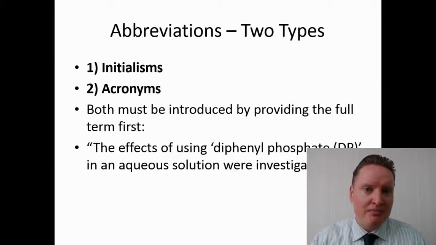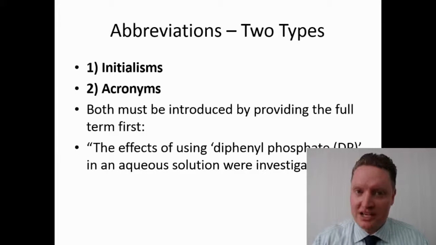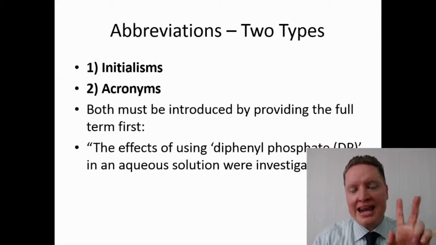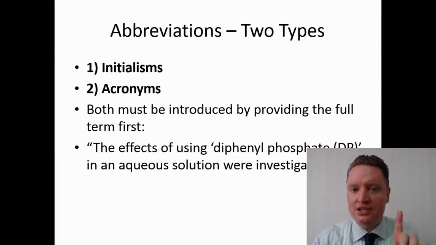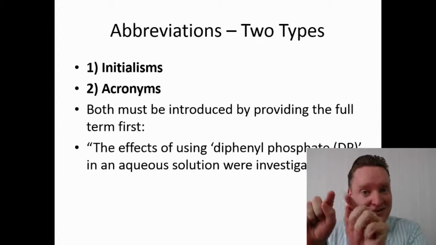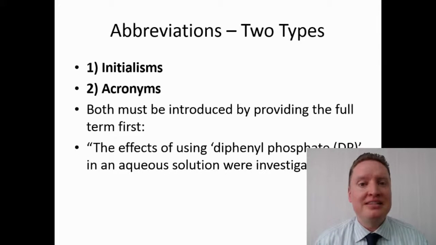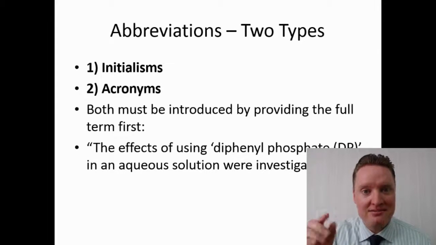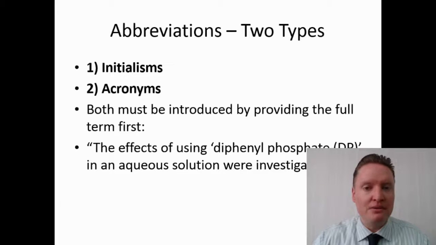Now, in your research paper, you will use a lot of abbreviations, but there are two types of abbreviations, initialisms and acronyms. Both the initialism and the acronym must first be introduced as a full term, followed by the abbreviation. For example, diphenyl phosphate, parentheses DP. All right, that's following the phrase. And throughout the rest of your paper, you may choose to just put DP. You define it first, and then you follow with the abbreviation.